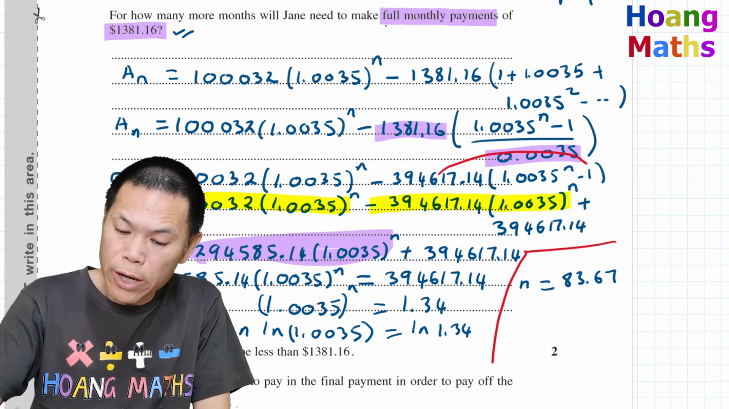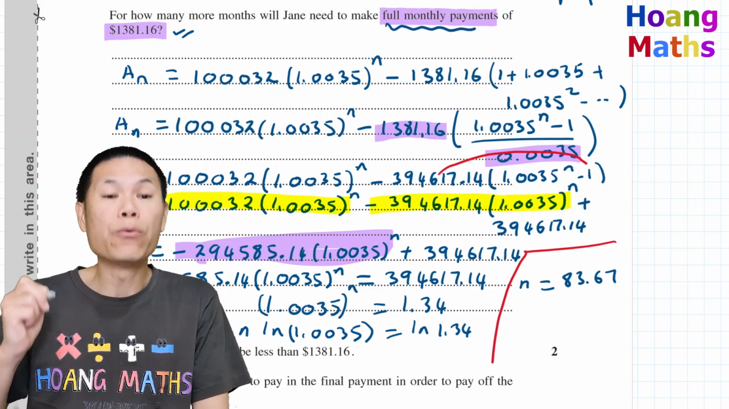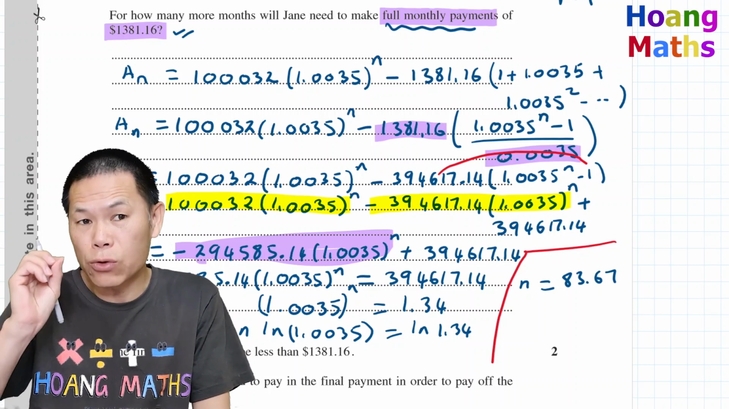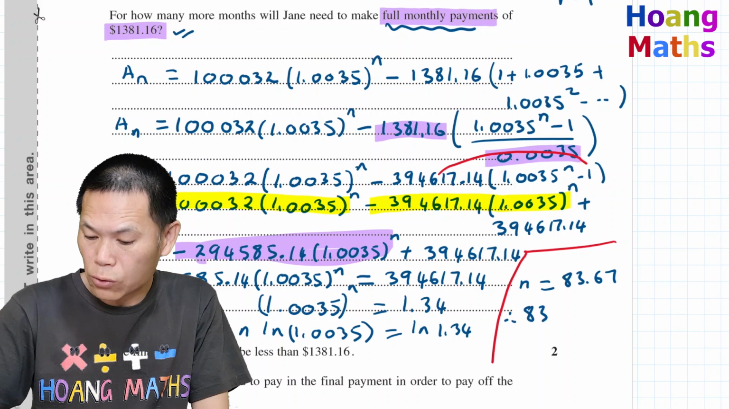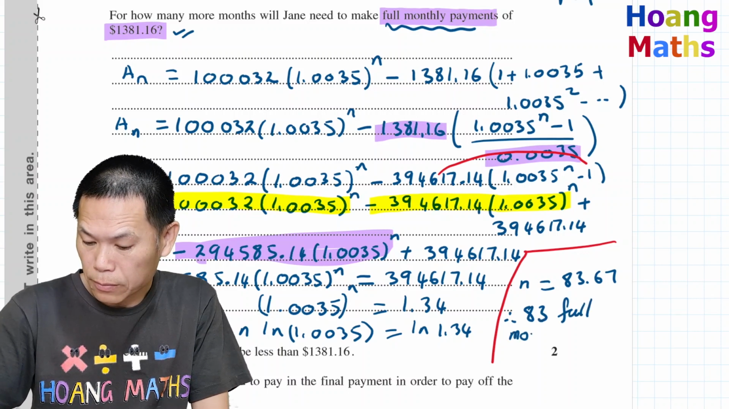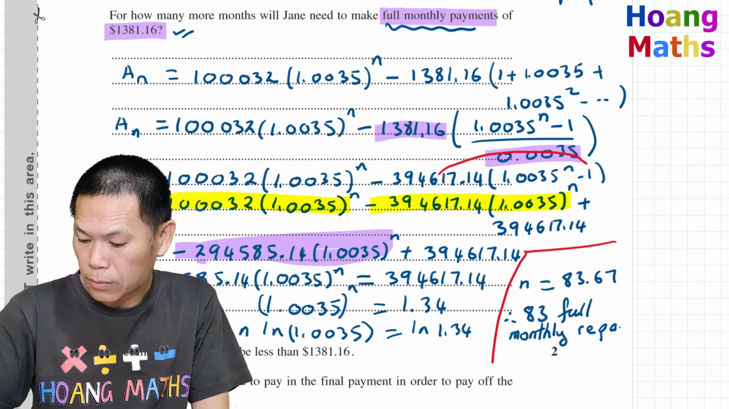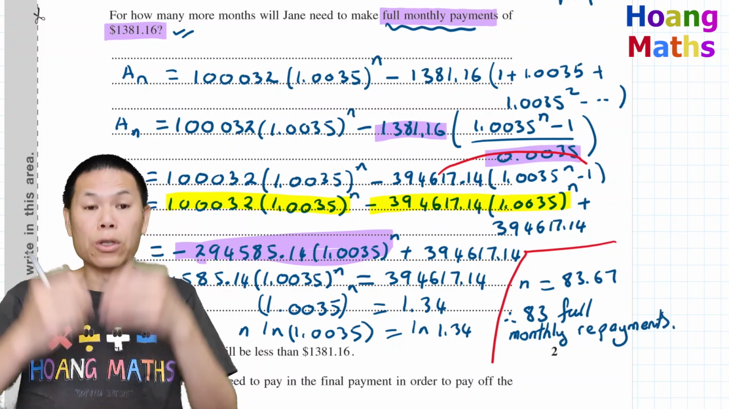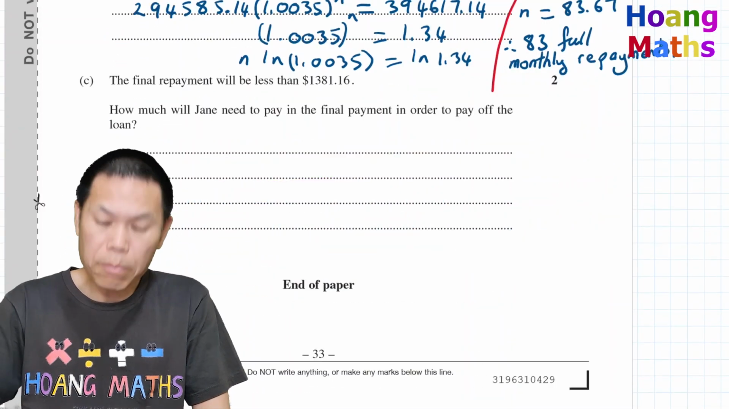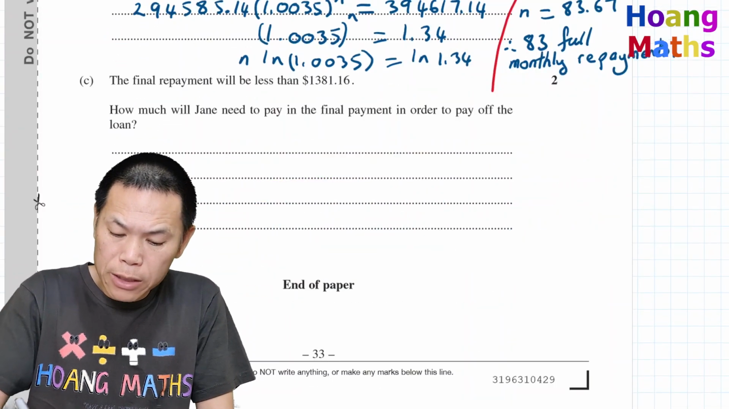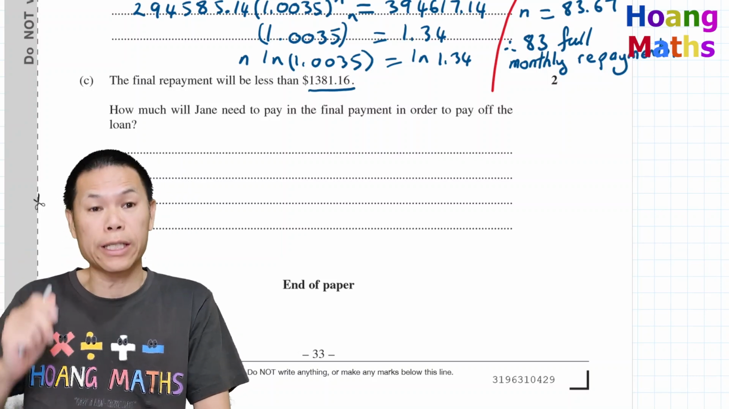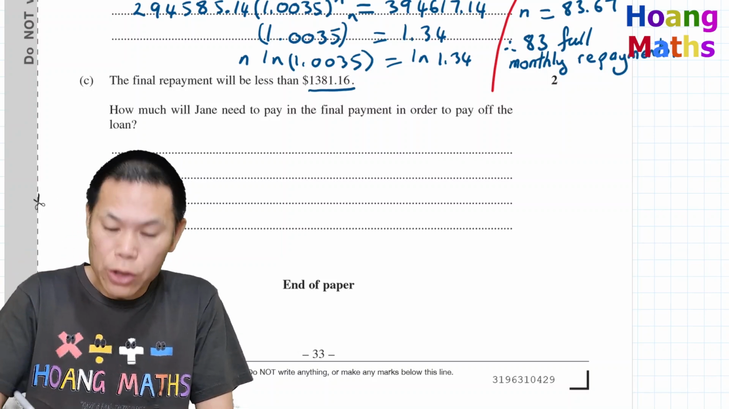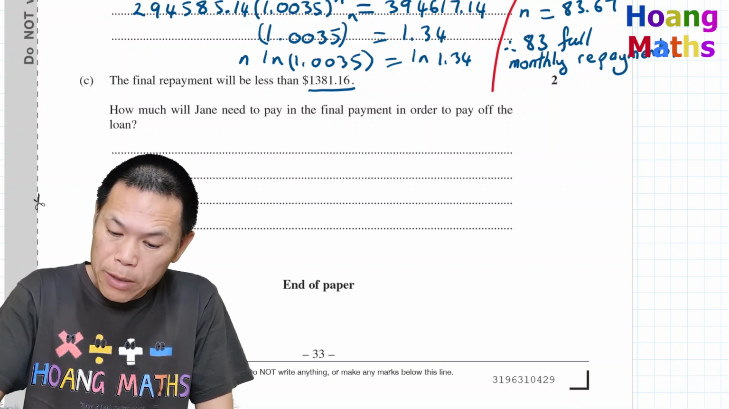But then we need to work out the full monthly repayments. That means it's 83 full monthly repayments. So there you go. Part C. The final repayment will be less than this amount, which is $1,381.16. So we need to work out the final repayment for Jen.